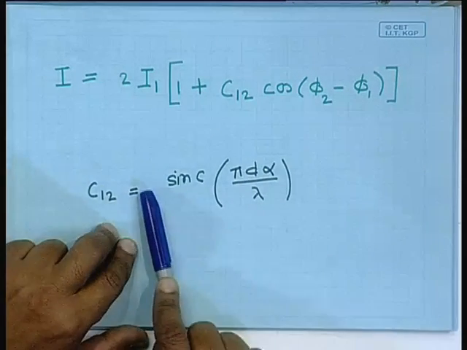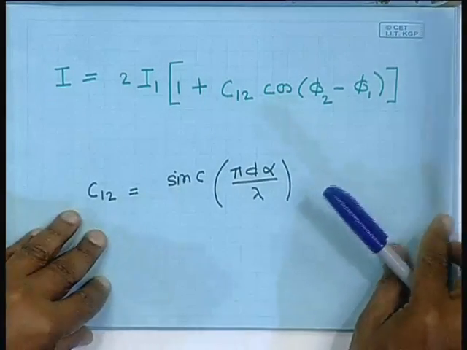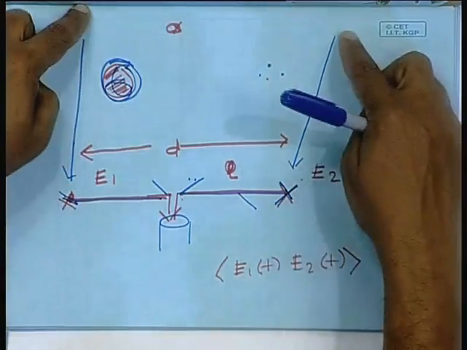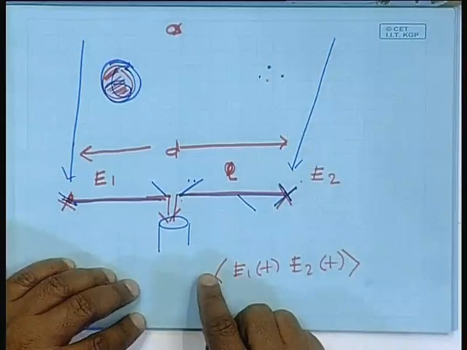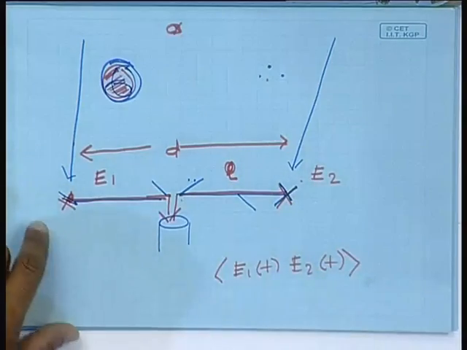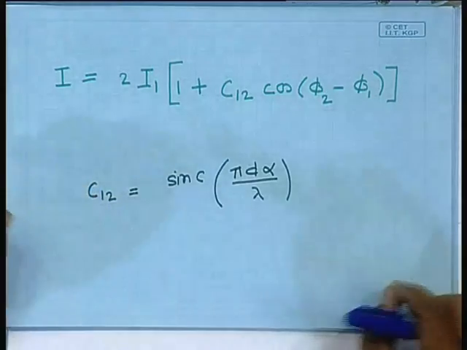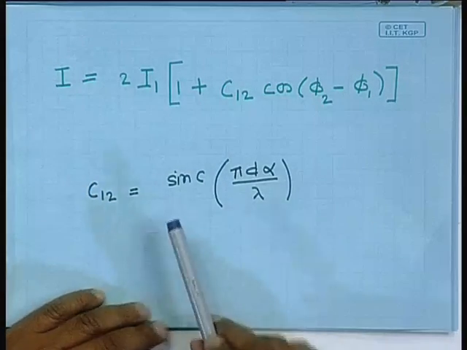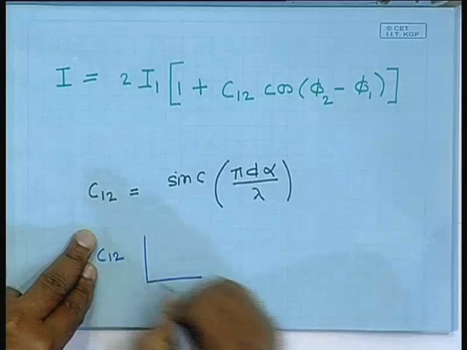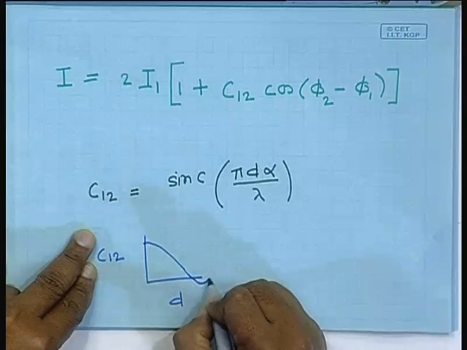So if you can measure this sinc type of behavior with varying d, what you do is you vary the distance between these two mirrors which collect the wave coming from this distant source. You measure the spatial coherence C12 for different values of d, and you expect this to be a sinc function like this.